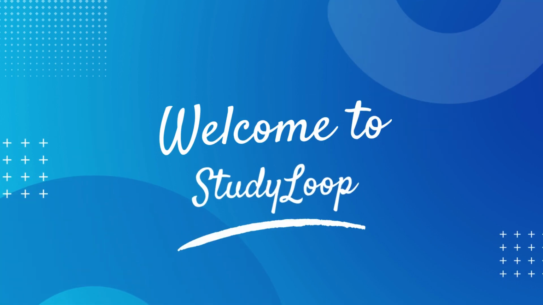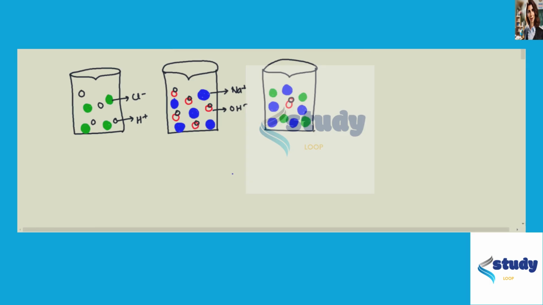Welcome to Study Loop. In this problem, it is given that these two beakers represent solutions of HCl and NaOH. Draw the third beaker showing the ions that remain after the reaction has gone to completion.